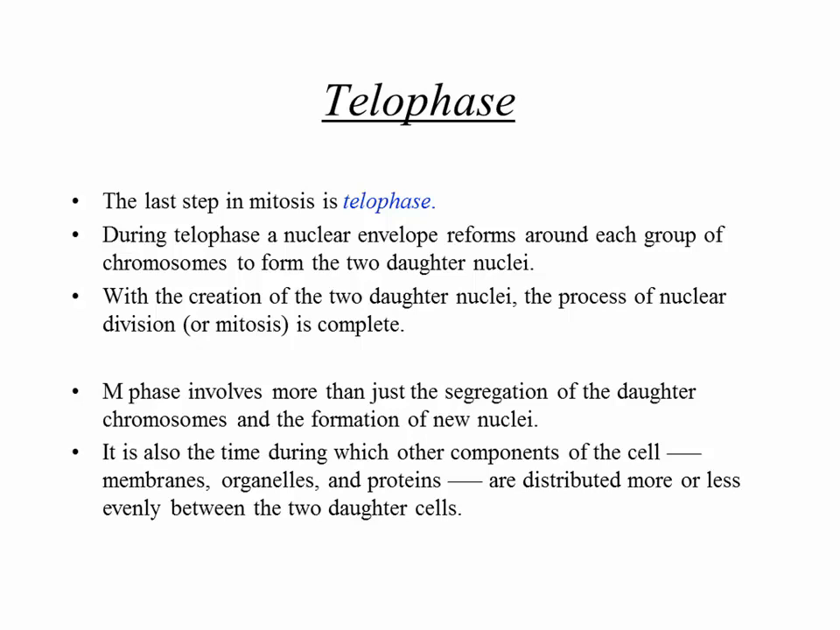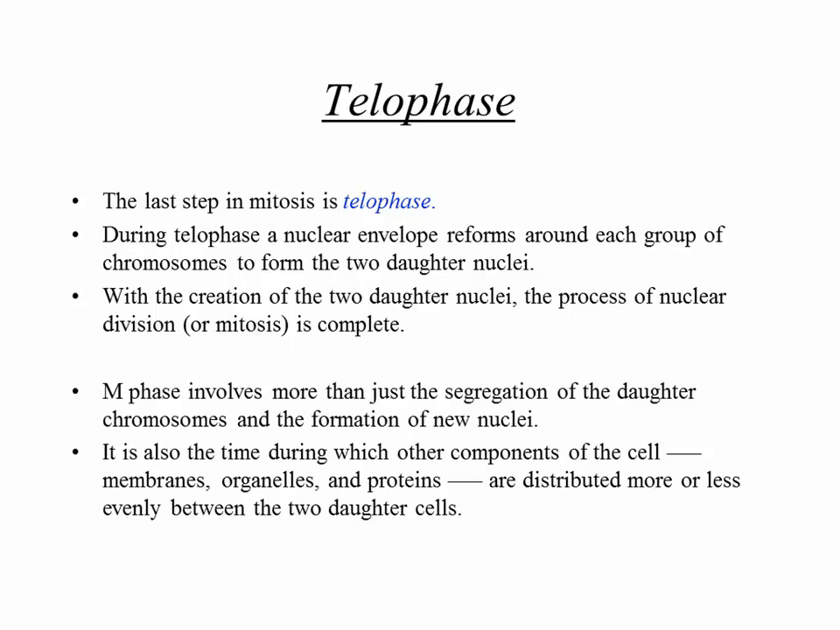The next phase is telophase. The last step in mitosis is telophase. During telophase, a nuclear envelope will reform around each group of chromosomes to form the two daughter nuclei. With the creation of the two daughter nuclei, the process of nuclear division, or mitosis, is complete. The M phase involves more than just the segregation of the daughter chromosomes and the formation of new nuclei. It is also the time during which other components of the cell, such as membranes, organelles, that means the compartments inside the cell, and proteins are distributed more or less evenly between the two daughter cells.